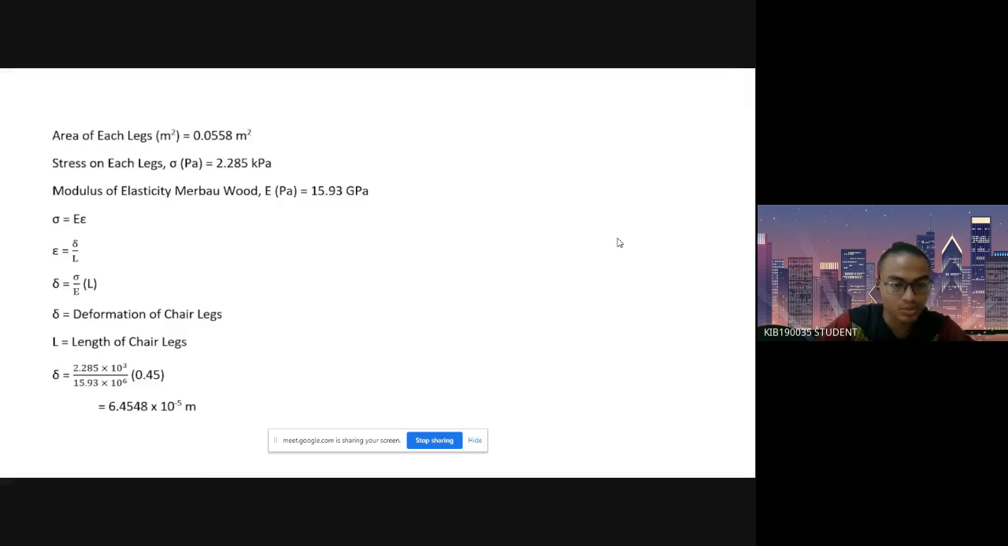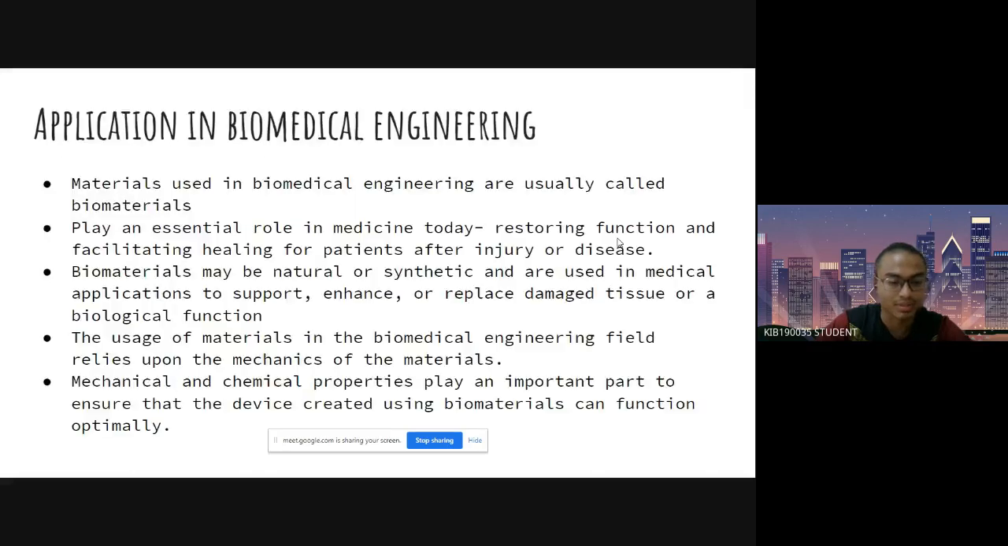So that's all for the LO2 or situation 2 calculation. I'll pass to my next team member.